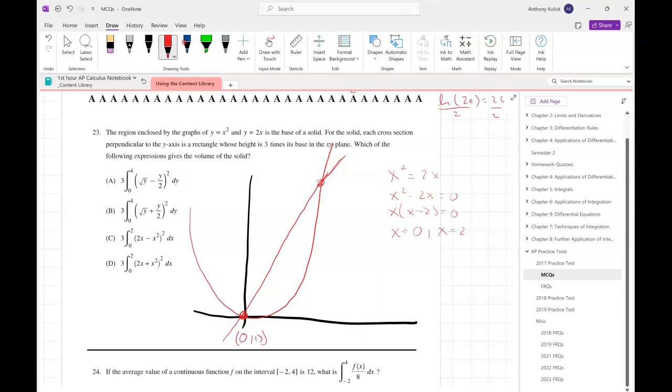So 0 and 2. Well, obviously 0, 0. I kind of knew that to start with. The other spot is up here. That's got to be 2, 4. Like when I plug 2 into either one, I get 4. Now it says here that each cross section perpendicular to the y-axis, so like that thing is our cross section, is a rectangle whose height is 3 times its base in the xy plane.